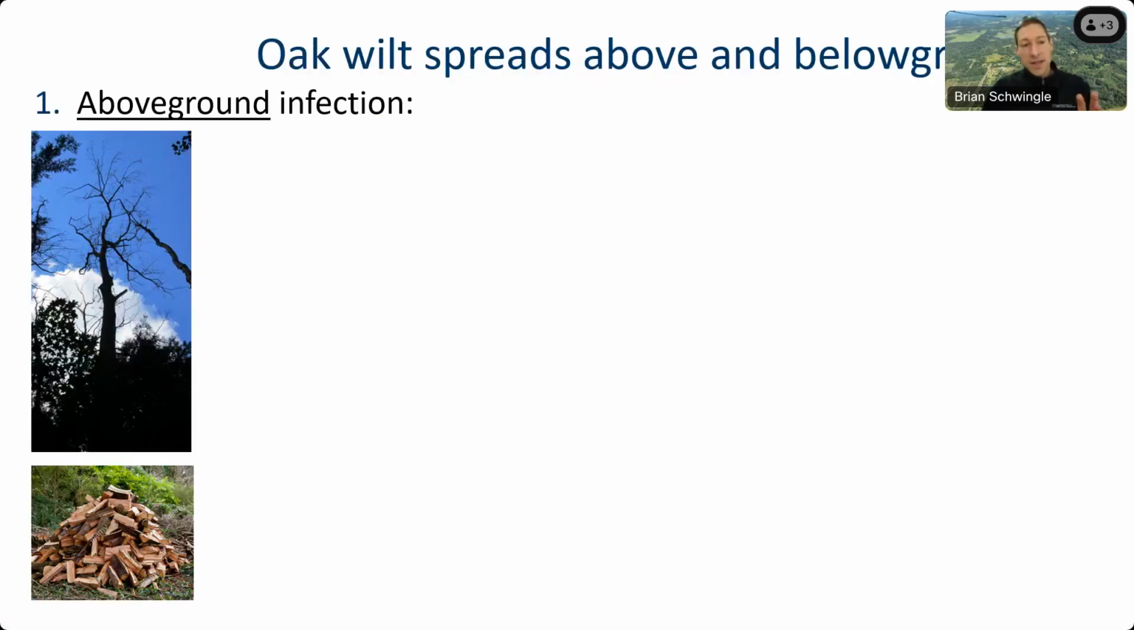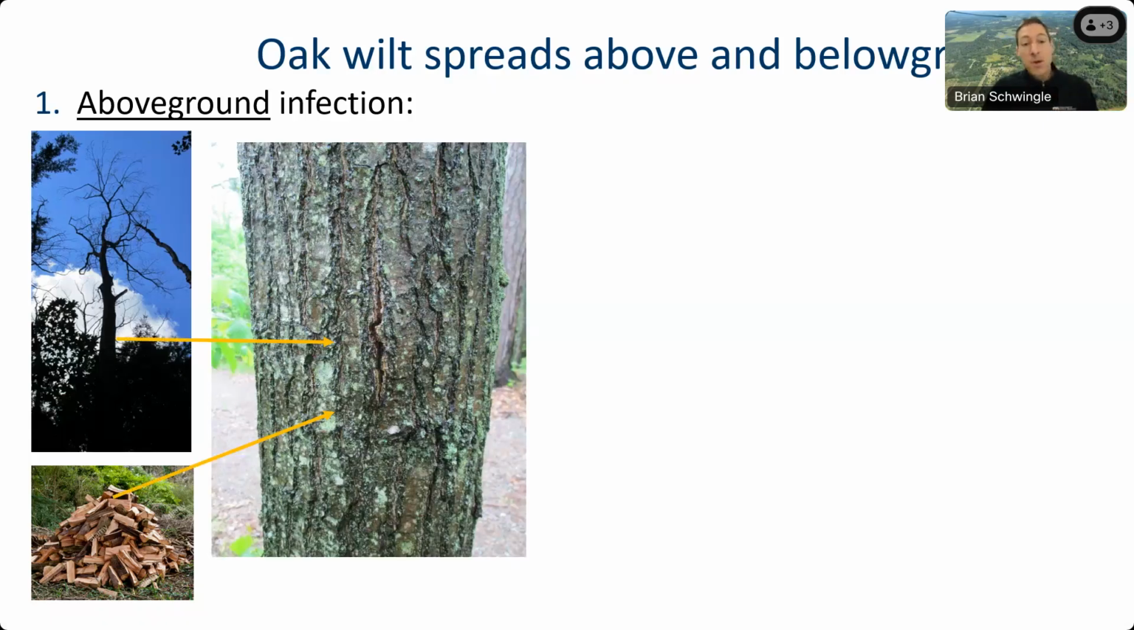Above ground infection starts with a red oak, typically dying from oak wilt. If it dies in the spring or summer, it might produce spores in the fall. If it dies in the summer, it's probably going to produce spores in the following spring. And again, we talked about bark cracks. Under the bark cracks is this spore mat.